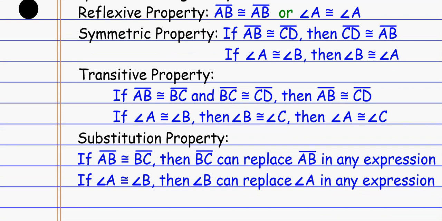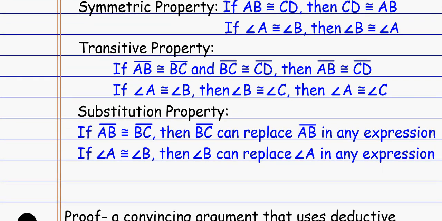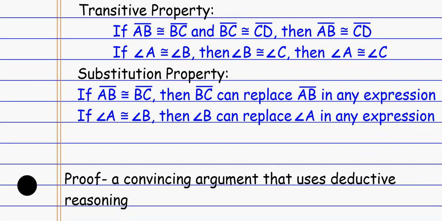The transitive property: if segment AB is congruent to segment BC, and segment BC is congruent to segment CD, then segment AB is congruent to segment CD. It's the same thing as before, but instead of equals bridging that gap, it's congruent bridging that gap. And we can do it with line segments. We could do it with angles. All right. We can do it with actual polynomials, but we haven't learned that yet.